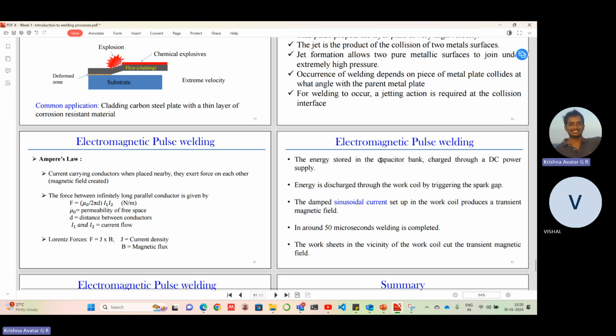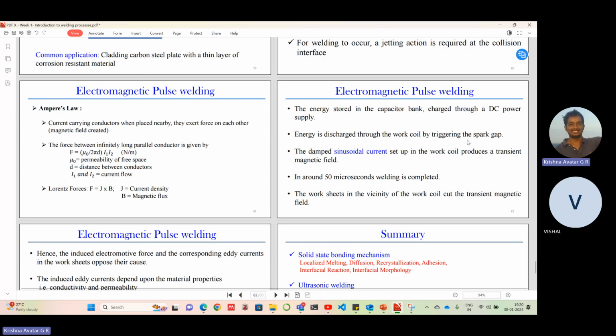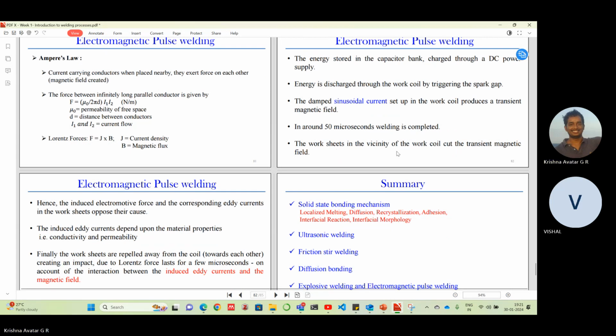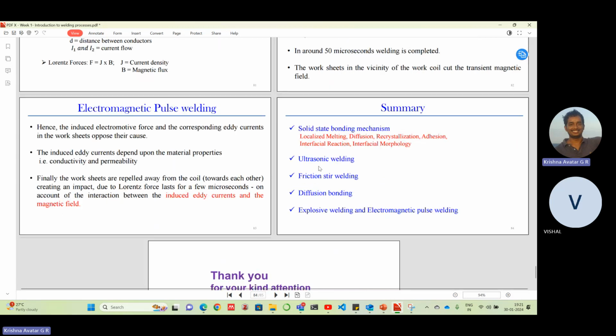In this case, the energy has to be stored in a capacitor bank, which is essentially two plates with opposite charges distributed on the two sides. This is charged through a DC power supply. The energy is discharged through the work coil by triggering the spark gap. The damped sinusoidal current produces a transient magnetic field, and welding is completed in a very short amount of time, around 50 microseconds. The workpieces in the vicinity of the work coil cut the transient magnetic field.